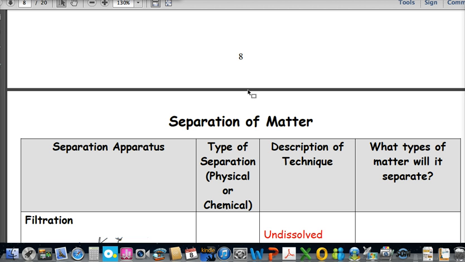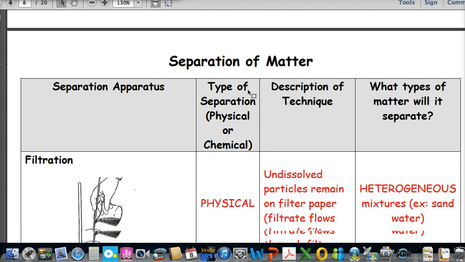And we're going to look at a few different ways of separating a mixture. They don't all work with each type of mixture. For example, some work with heterogeneous, others work with only homogeneous mixtures. So we're going to look at a few of them right now.